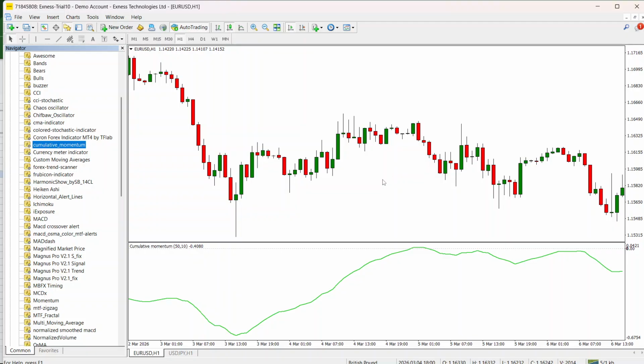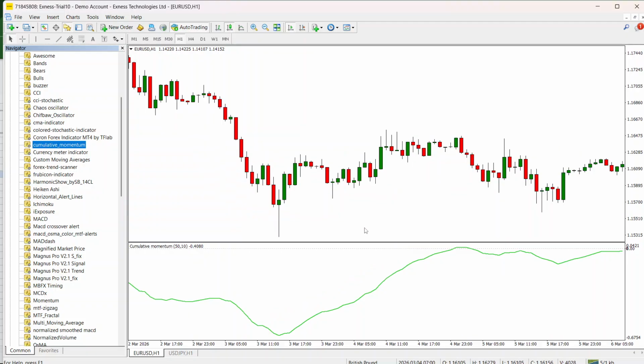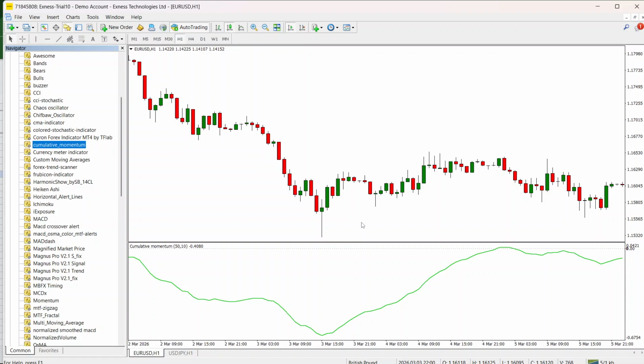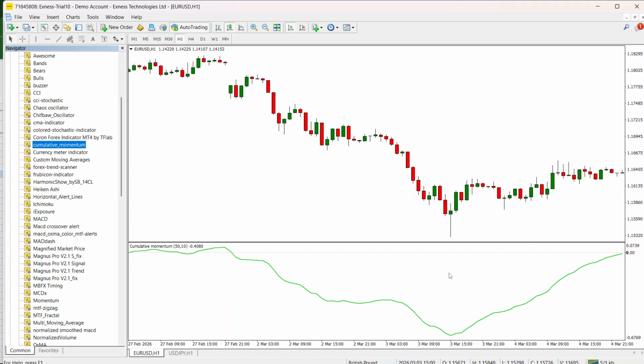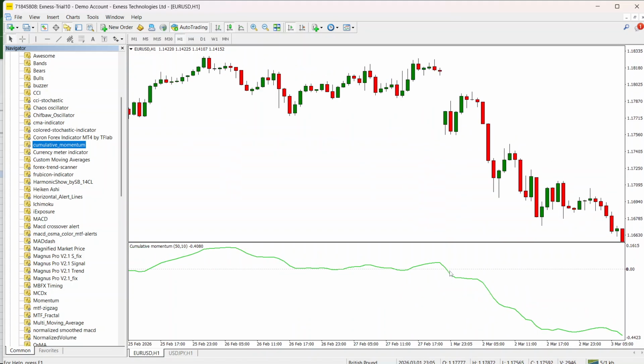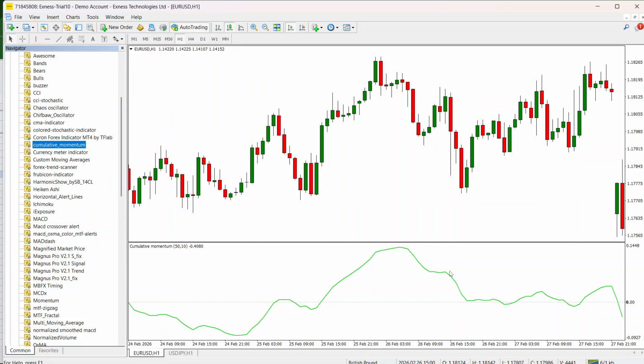The indicator displays in a separate window beneath the main price chart as a green line oscillating above and below a zero level. When the green line is above zero and rising, that implies positive or bullish momentum. As we can see here, this is the zero line and it crosses it on the main price chart. We can see bullish momentum while the green oscillator is rising.